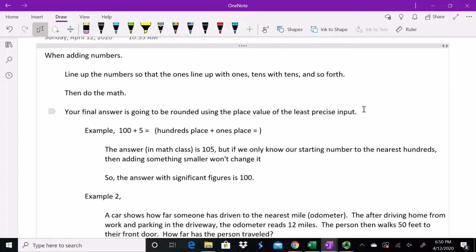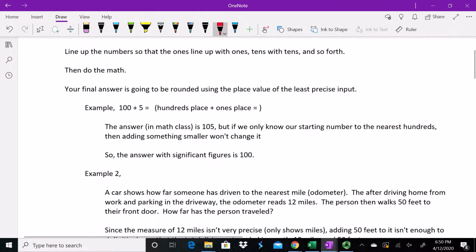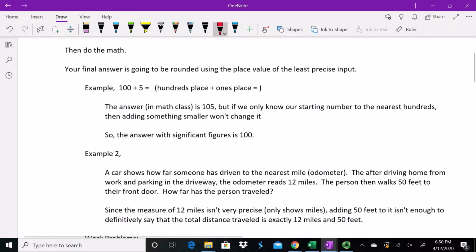So here's an example. If I take 100 plus 5, my least precise number in this is in the hundreds place, and my more precise is in the ones place. If I do that in math class, the answer is 105. But if we use significant figures and my 100 really wasn't measured very accurately, then if the hundreds place is my least accurate, adding a 5 to something that's not accurate except in the hundreds means that my final answer is just 100.